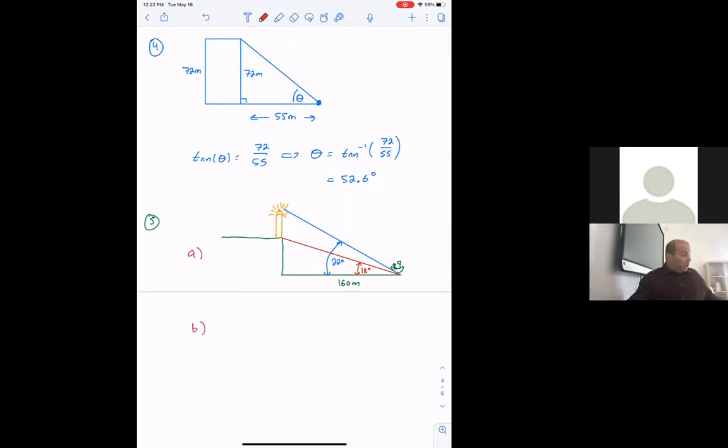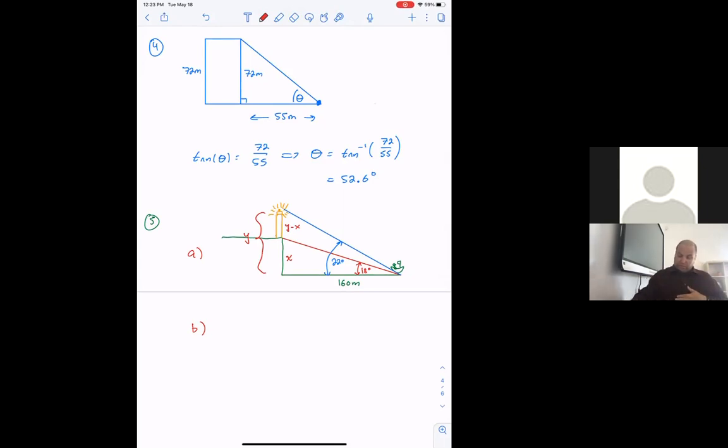So pause, attempt, check. So there are 2 triangles here. We're going to call X the height of the bottom triangle. And we're going to call Y the height of the big triangle. And what we're looking for, the height of the lighthouse, is then Y minus X. The whole height minus the bottom height. So we're going to find X and Y independently and then subtract. So let's find X first. X is the height of the lower triangle.